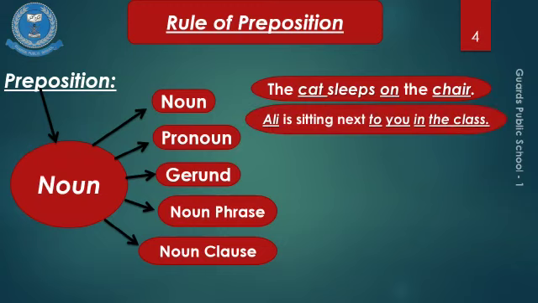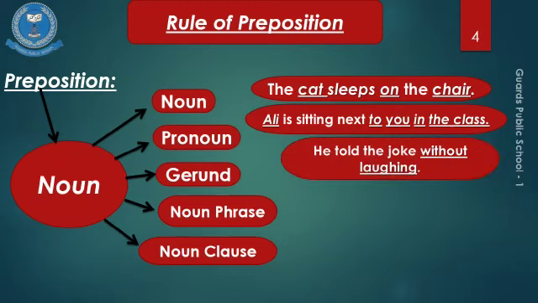Next is Ali is sitting next to you in the class. In this sentence, there are two prepositions which show a connection between a noun and a pronoun. Next we have he told the joke without laughing. In this sentence, the preposition is followed by a gerund, which is also a type of noun.